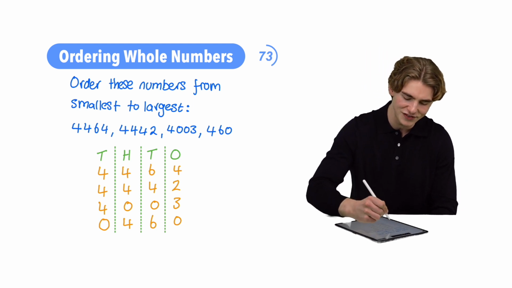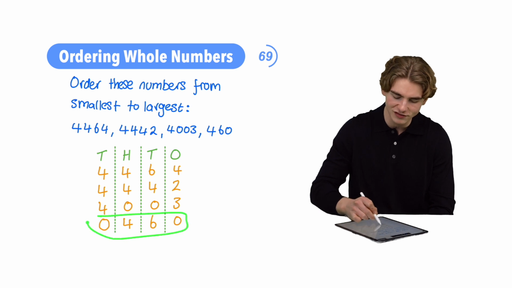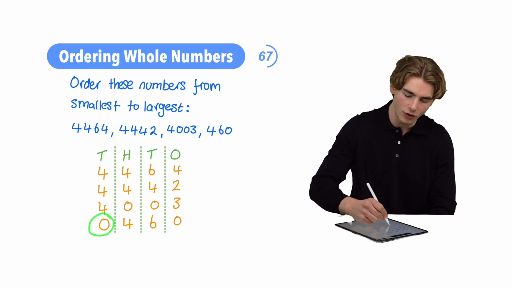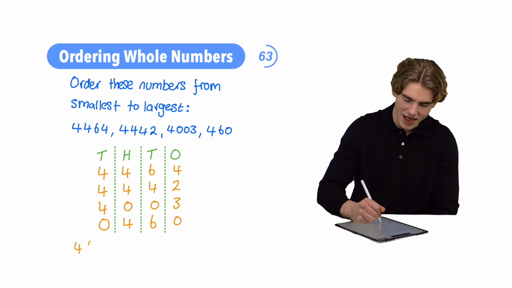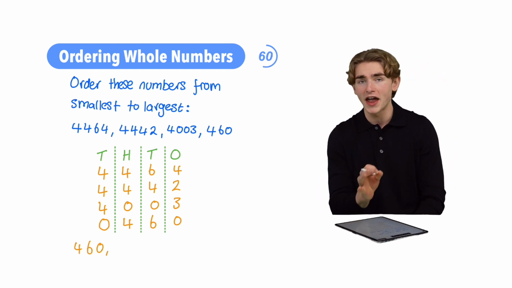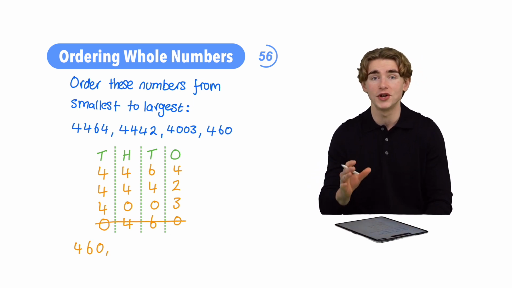So looking at our thousands column, what do we have? We have 3 4s and a 0. So this number is going to be the smallest because the 0 is smaller than all of the 4s. So 460 is going to be our first number. Let's write that in down here. And just to make things easier, we're going to cross out the 460 so we don't get confused.